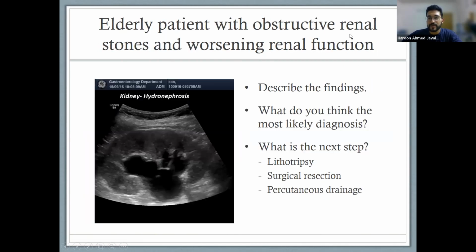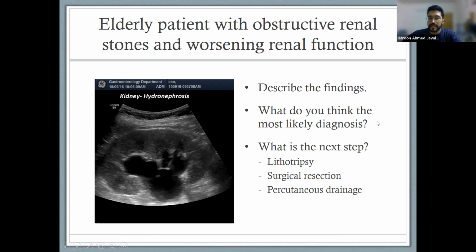Okay, so elderly patient with obstructive renal stones, worsening renal function. Okay, so they tell you this, and this is again an ultrasound. This is most probably hydronephrosis. How do I know this? It's because this is the place where the calyces are usually. It's full of black fluid. It's enlarged. So there's probably some stone downstairs, which is causing a backward flow and stopping the urine from being excreted, right?